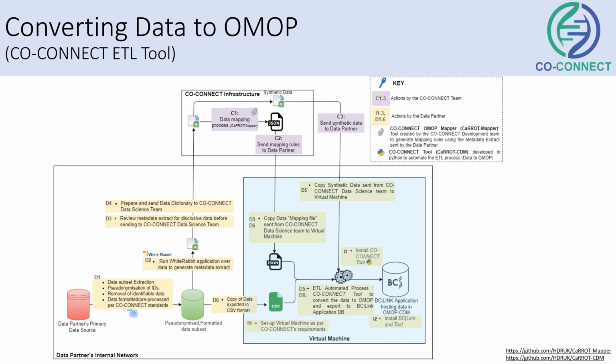As the final step for the data standardization to OMOP CDM, the CoConnect data team will send the OMOP conversion rules file to the data partner along with the directions to install the CoConnect tool. The CoConnect tool will take the data and the OMOP conversion rules file as input and generate the data in OMOP CDM format as output and export it to BC-Link application DB. This part of the process will be executed in the virtual machine on the data partner's secure network.